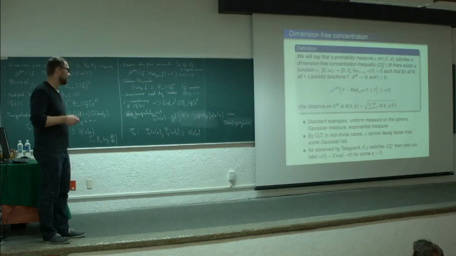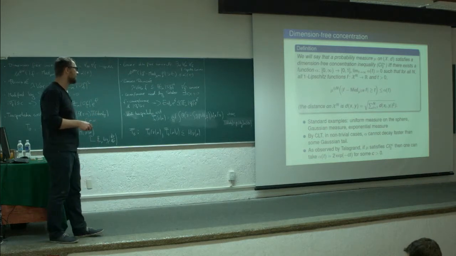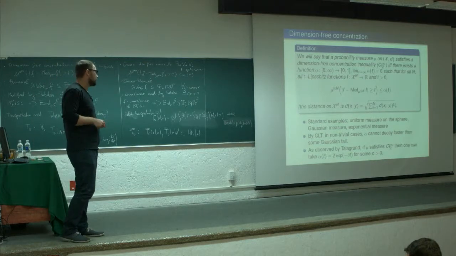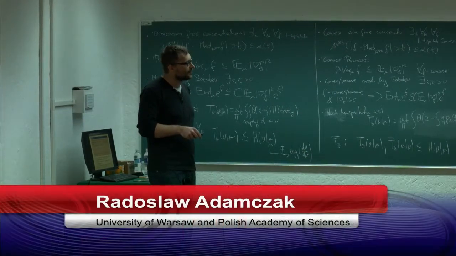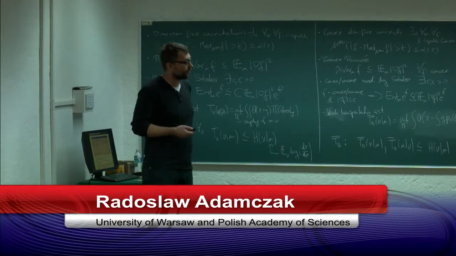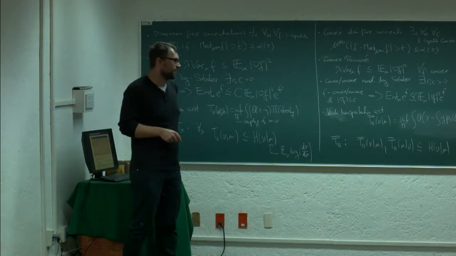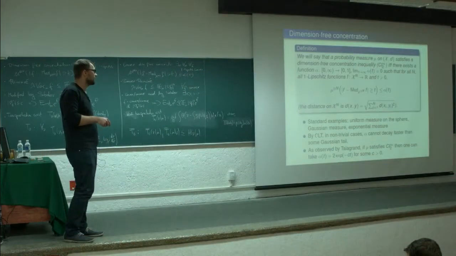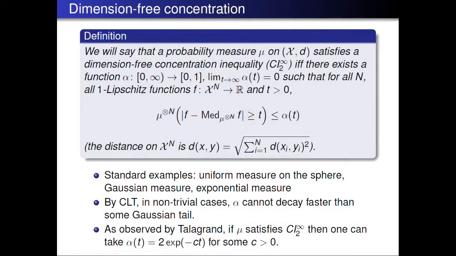So there are many examples by now in probability. The most classical ones are the uniform measure on the sphere and the Gaussian measure. Also, there is the exponential measure, and the first two, in fact, satisfy this concentration property at a sub-Gaussian rate. So this function alpha(t) can be taken as e^(-ct^2) for some constant c. And it turns out that this is the best we can hope for in non-trivial cases, because simply by the central limit theorem, right? We know that if we look at sums of independent random variables, the tail should exhibit some Gaussian behavior. So we cannot hope for anything better than the Gaussian tail.